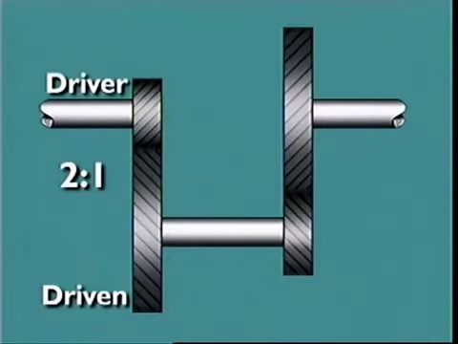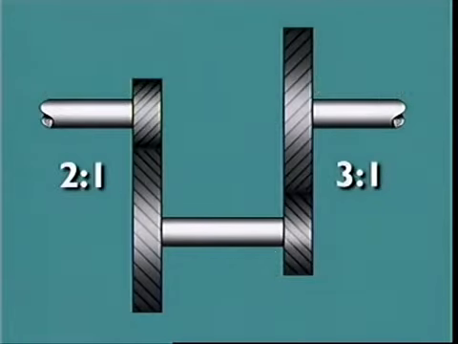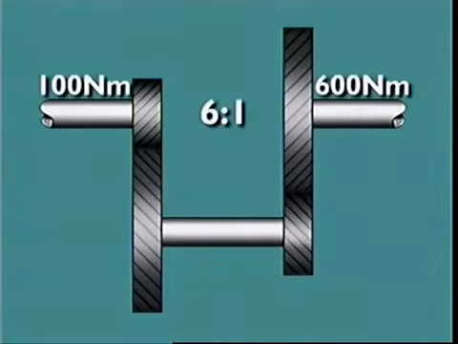This ratio of driven over driver at the input, 2 to 1, is then multiplied by the output ratio, which has a driven to driver ratio of 3 to 1. This gives a gear ratio of 6 to 1 between the input and the output, resulting in a speed reduction and a corresponding increase in torque.